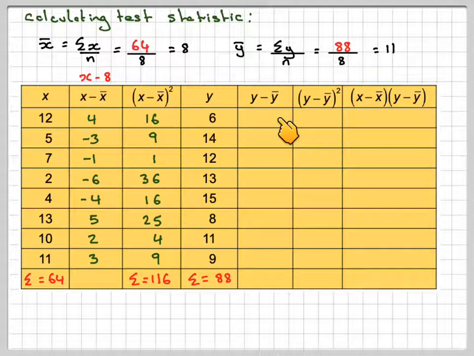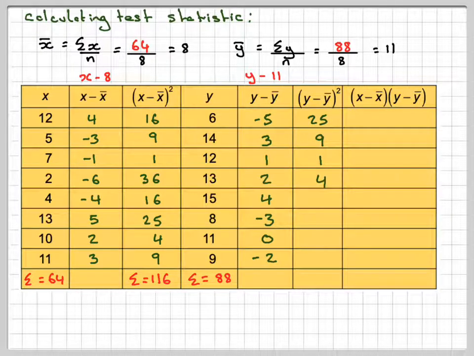Same here, we work out how far each y value is away from 11. So minus 5, 3, 1, 2, 4, minus 3, 0, minus 2. And we'll square each of those: 25, 1, 4, 16, 9, 0, and 4. We'll sum that column, we get 68.